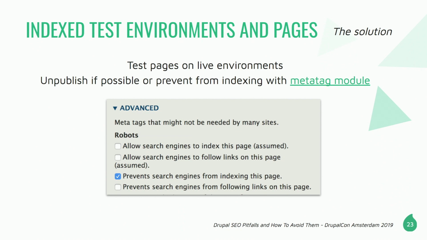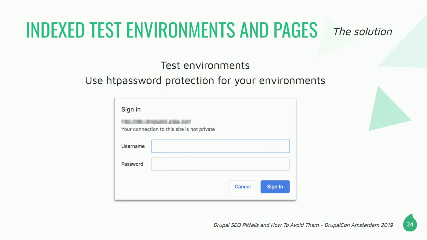Yeah, the solution is again pretty easy. For live environments, when you have a test page on a live site, preferably you unpublish it, because most of the times you don't need it. But if you really can't unpublish it, again, use the meta tag and prevent the page from being indexed. If you have an environment like dev or staging, we highly advise you to install HTTP password protection so that the site is password protected. You might think robots.txt is enough to prevent it from being indexed, but later in the presentation, Wouter will tell you why it's a bad idea.